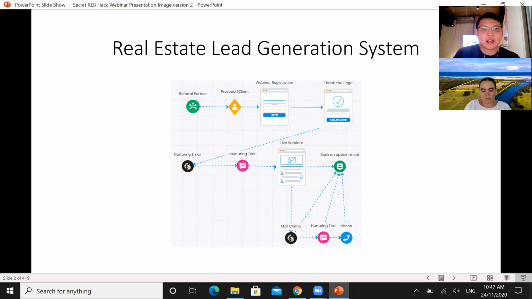I initially learned this from him, and I found out Russell has actually been mentored by him. So Russell adopted it into his system as well. So this is the whole lead gen system. That is the goal of this.